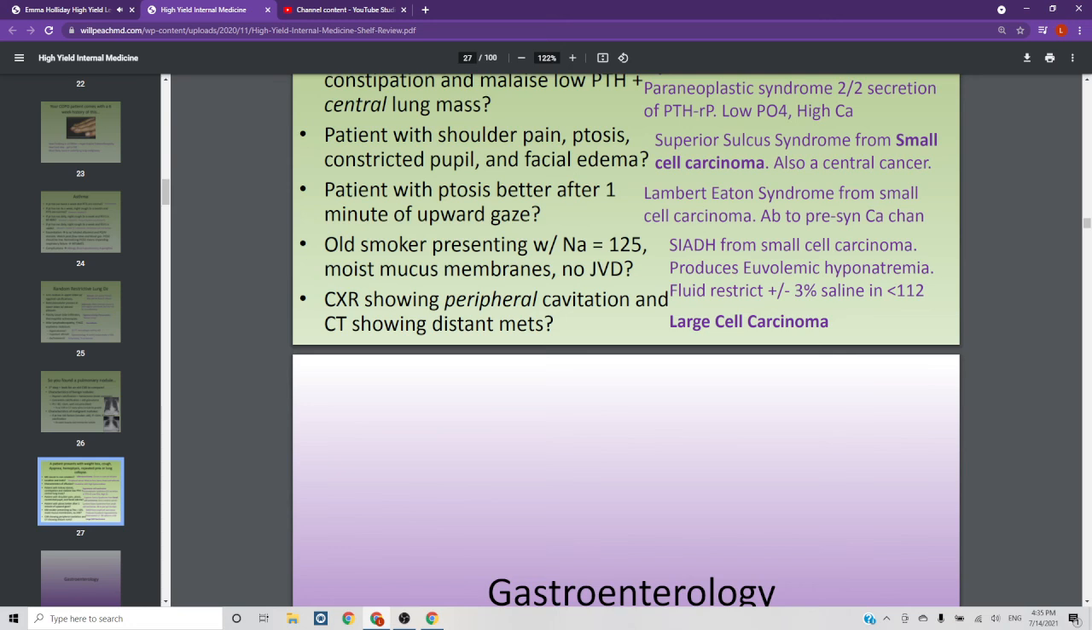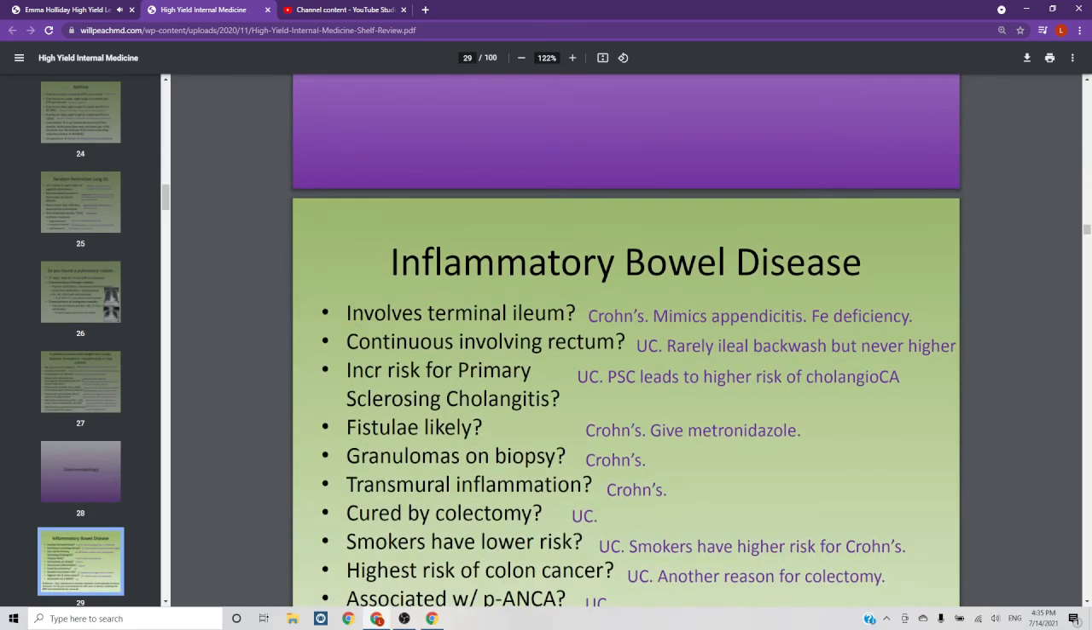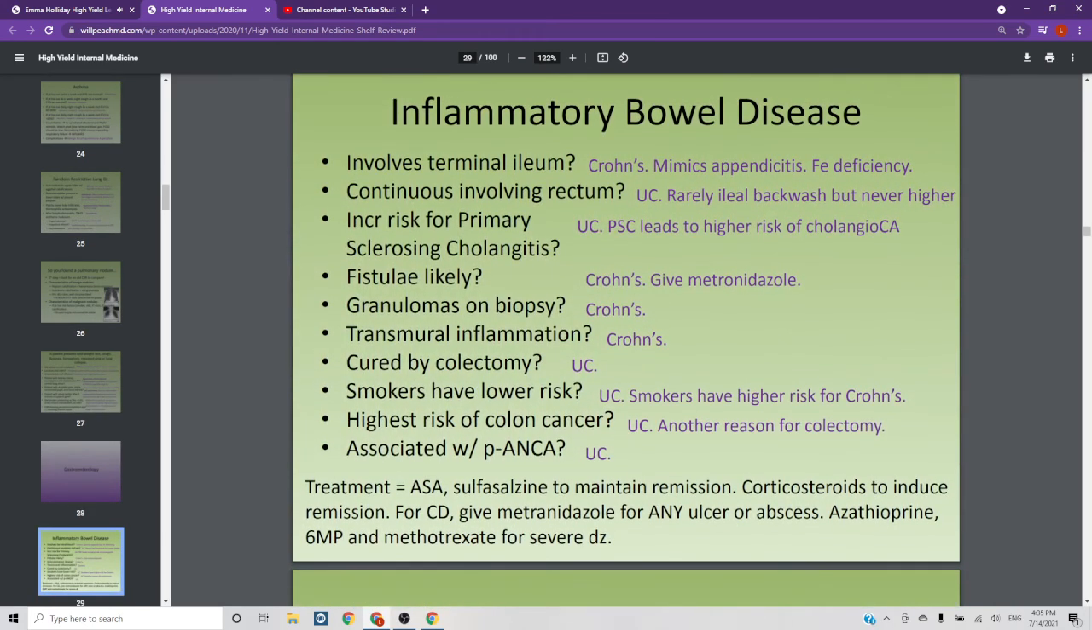Continuous and involving the rectum, UC or Crohn's? That's UC. Who has an increased risk for primary sclerosing cholangitis? UC. Who's more likely to have fistulae? Crohn's. And anytime you see a fistula, metronidazole is the drug of choice.